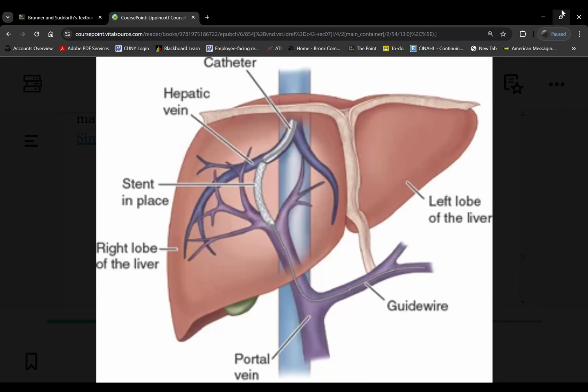So instead of allowing blood to flow through its normal channels, which is, of course, in this case, heavily congested, right? They'll put a big shunt bypassing the liver altogether. So the shunt is placed from the top of the inferior vena cava, then all the way to the portal vein here.